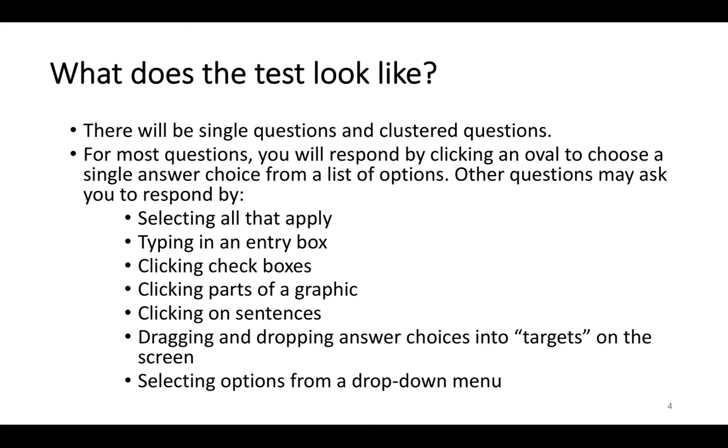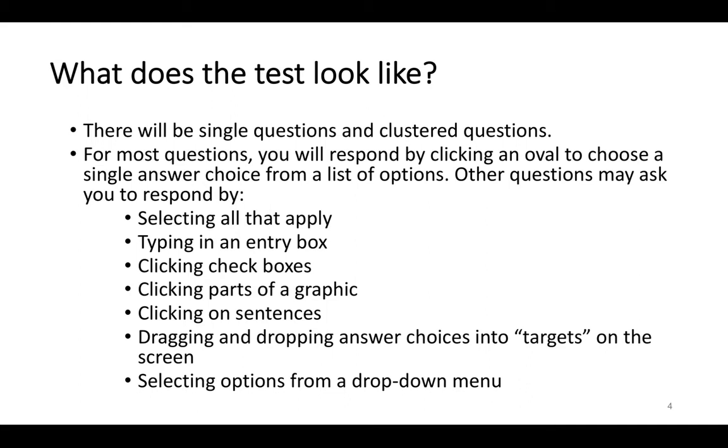For most of the questions, you will respond by clicking on an oval to choose a single answer choice from a list of options, like a traditional multiple choice. Some questions, however, may ask you to respond in various ways that utilize the technology. For example, you could select all that apply. What I've seen is that there are sometimes 3 correct answer choices. So instead of just selecting one, it would say you need to select 3 answer choices.